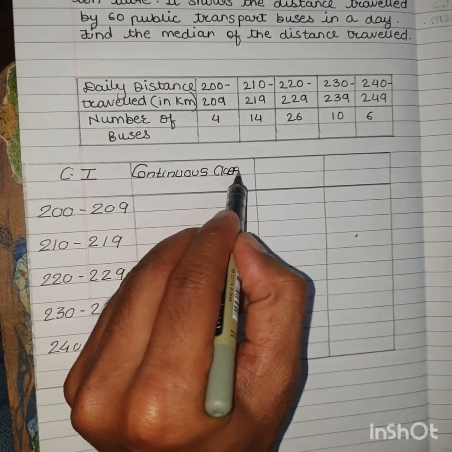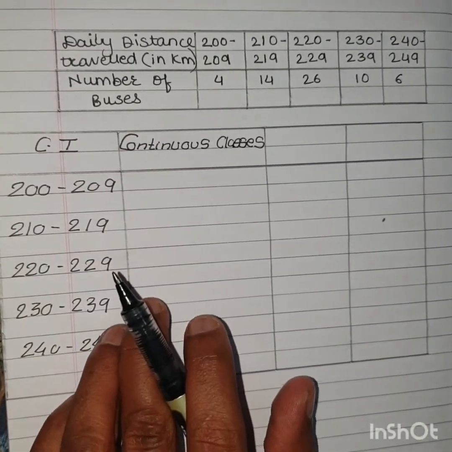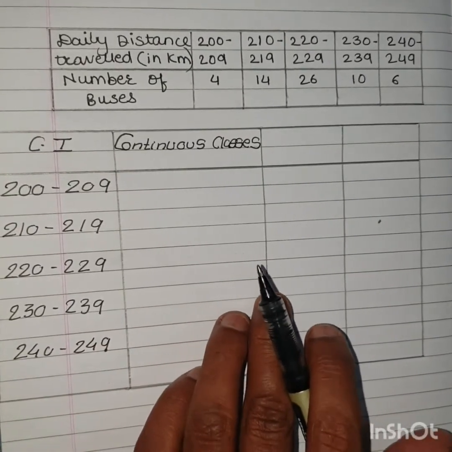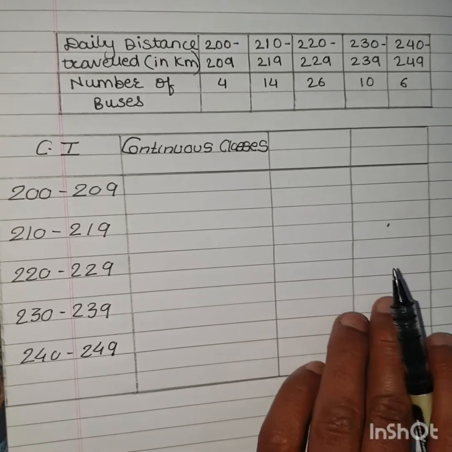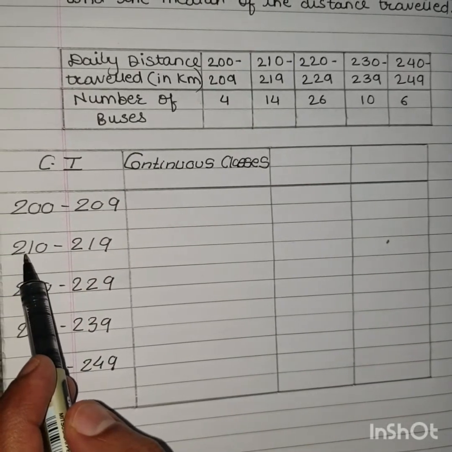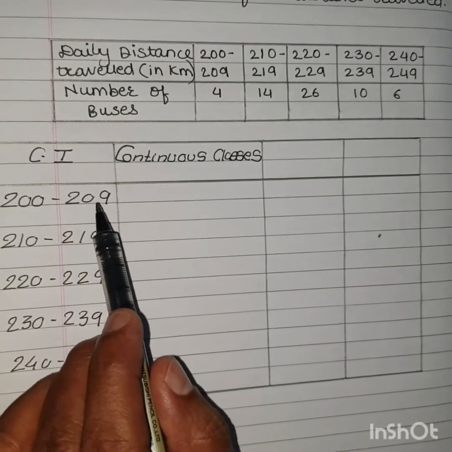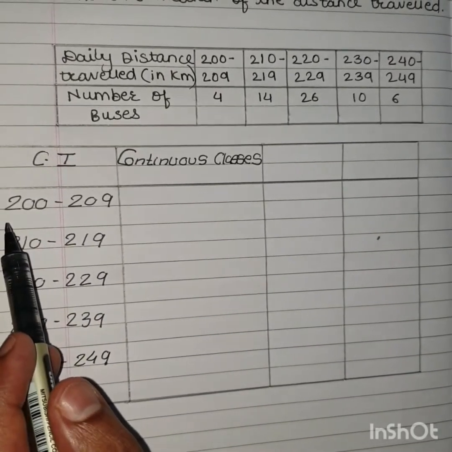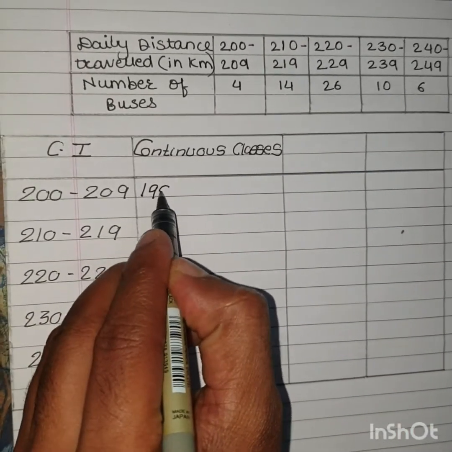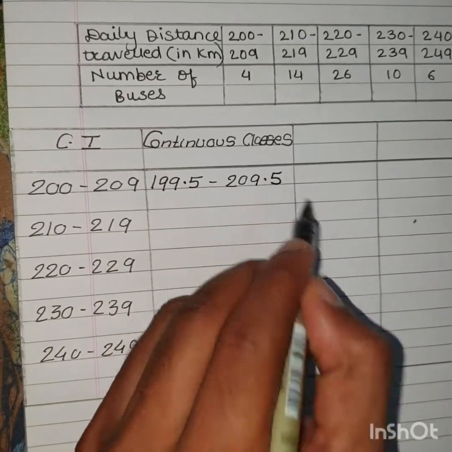While finding out mean, it is not necessary that the classes should be continuous, but while finding out median, it is compulsory that students make the classes continuous if the given classes are not continuous. Now the first class ends at 209 and the second class starts at 210. So the difference is of 1. Divided by 2, your answer will be 0.5. Subtract it from the lower limit and add it to the upper limit. So 200 minus 0.5, 199.5. 209 plus 0.5, 209.5.